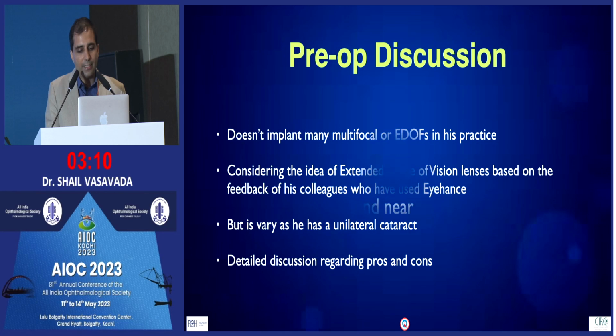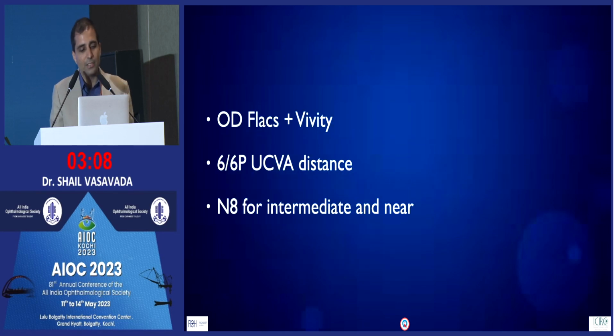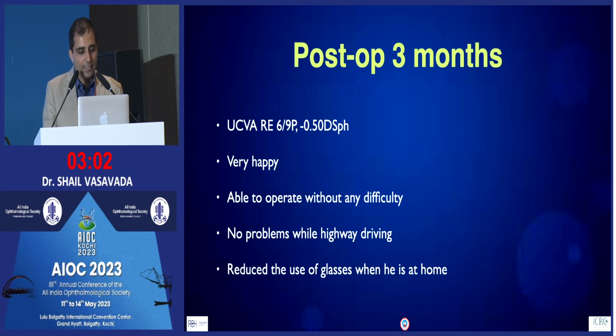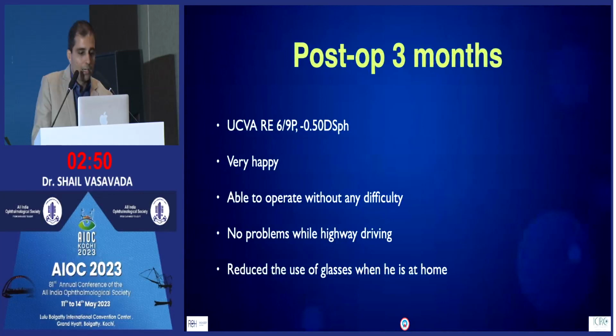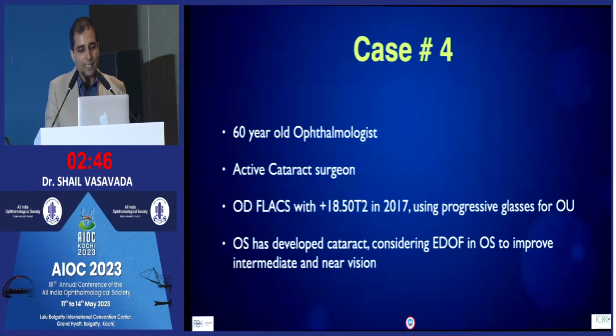So we had a detailed discussion regarding the pros and cons, and we went ahead with the VVT in his unilateral cataract eye. He has excellent distance and intermediate vision, and he says that he's able to drive on the highway very comfortably even at night, and he hardly ever uses glasses when he's at home except for reading the newspaper. Doing very well, and no problems even while operating cataract surgery.